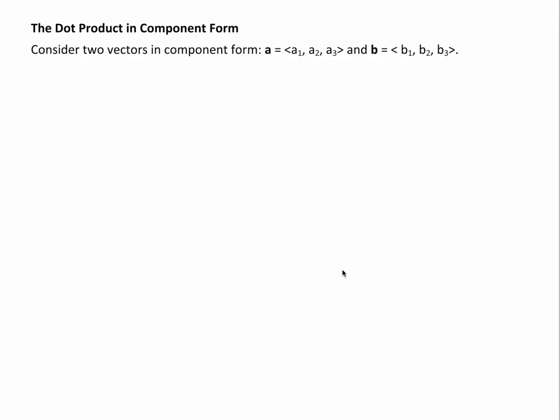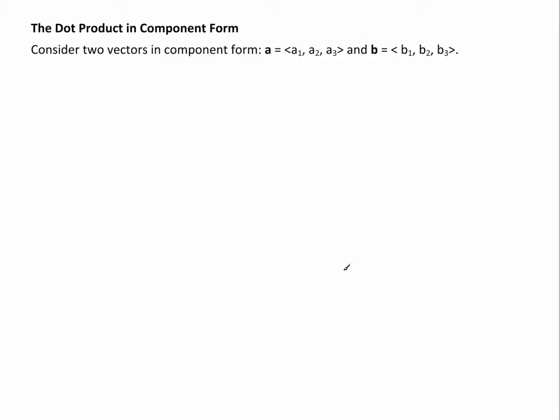So what we want to do is think about the dot product in component form. Consider two vectors given to us in component form. Vector A is A1, A2, A3, and vector B is B1, B2, B3. I want to take the dot product A dot B, because there are other applications of the dot product other than work.